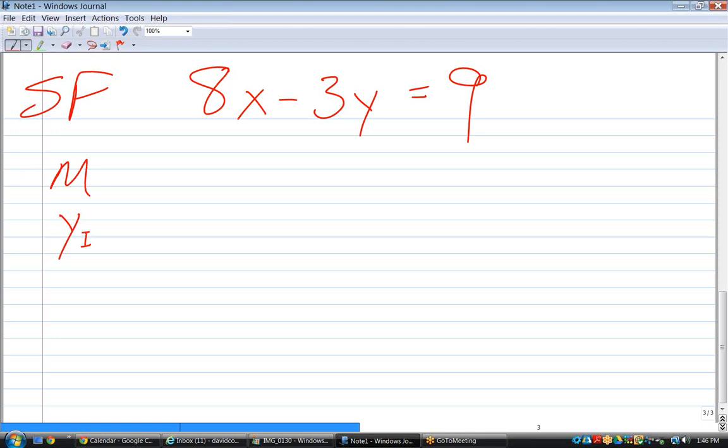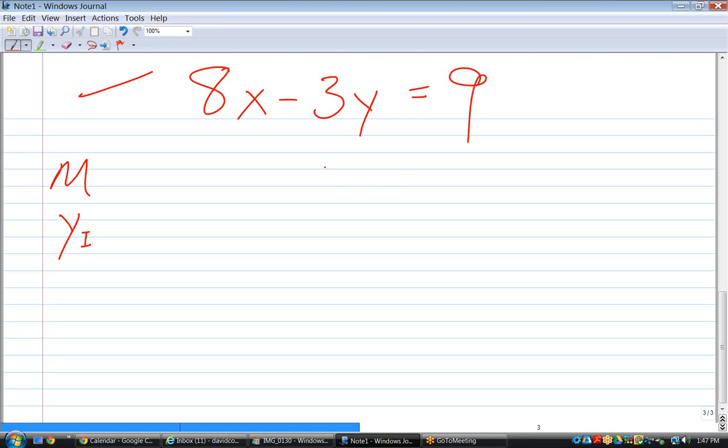Okay, that's standard form. You don't even need to know that that's standard form. I'm just going to give you that equation. What is the slope and what is the y-intercept? So what do I need to do to this equation? You need to put it in y equals mx plus b. Let's do it. What's the first step?